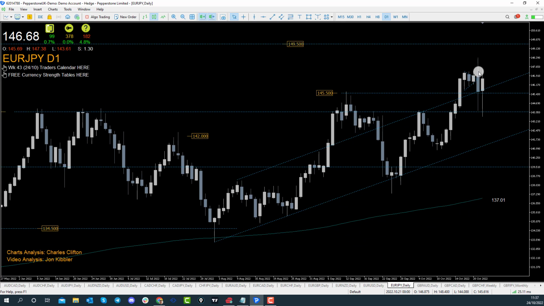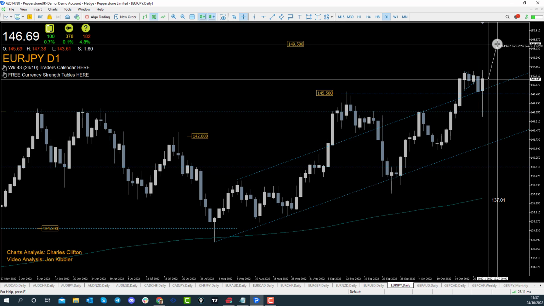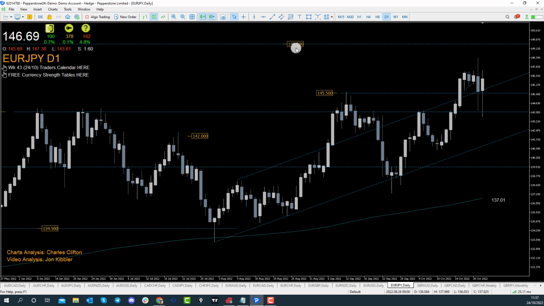Looking at the daily chart, we can see that we have rejected that 144 handle twice. So that would suggest to me that there is potential room to head up to the upside towards that 149.50 handle, which we've been talking about in the previous videos.